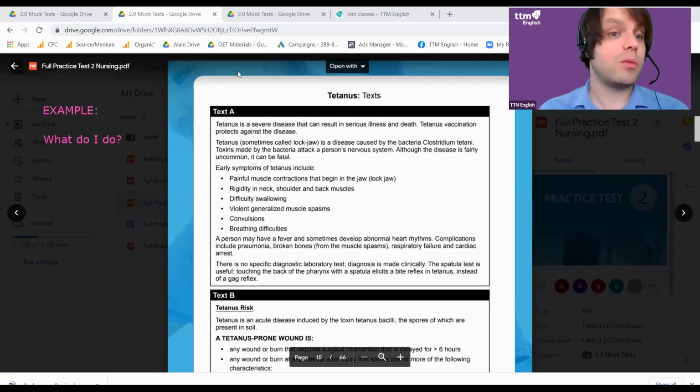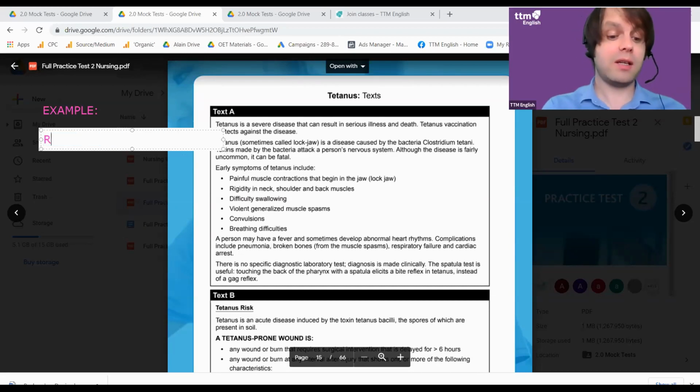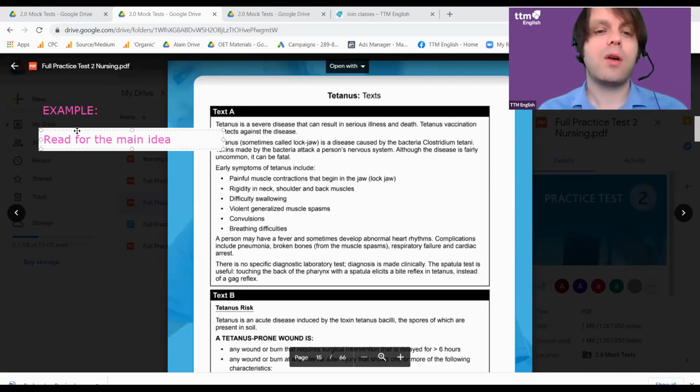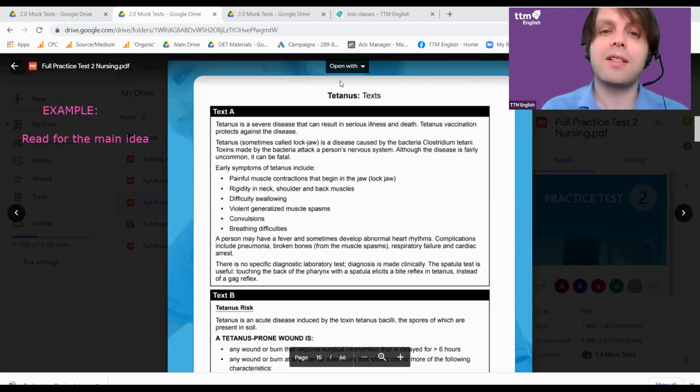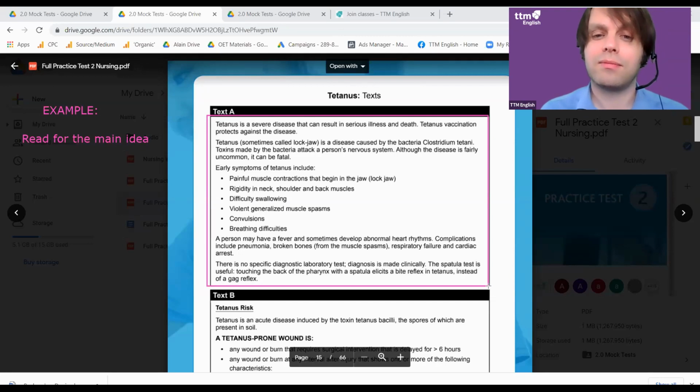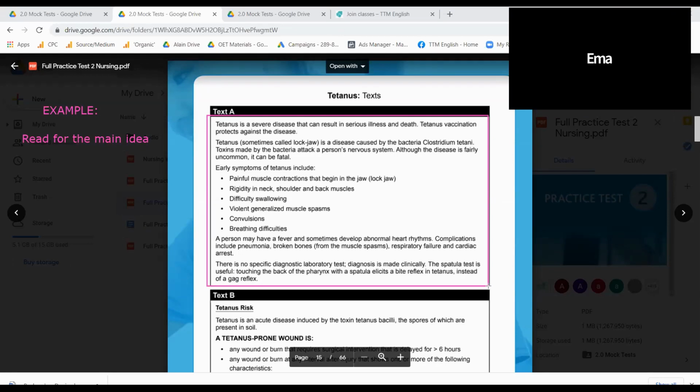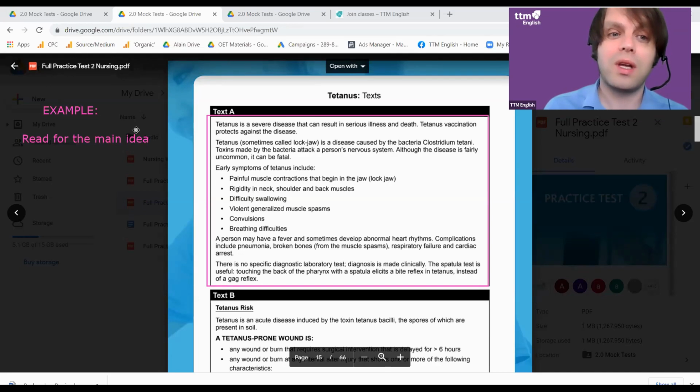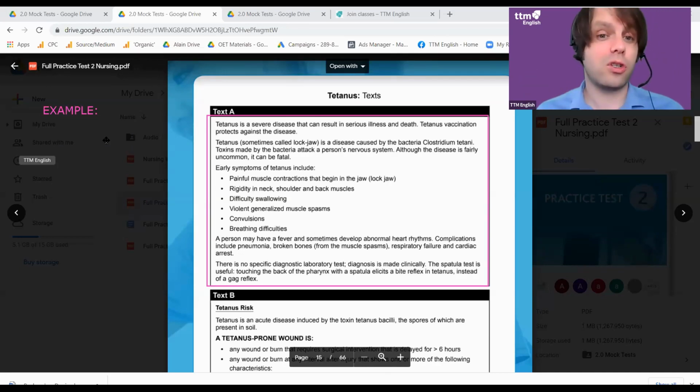Definition. So main idea. Someone said main idea. Read for the main idea. Yeah, in a way. So I've read for the main idea, and I'll tell you the main idea. Ready? The main idea is tetanus. It's about tetanus. Is that okay? No. Is that going to help me? No. I have to go into a bit more detail, don't I? I can't just go, that's the topic, isn't it? It's not the function, right?